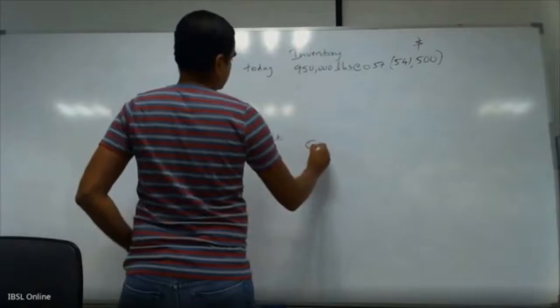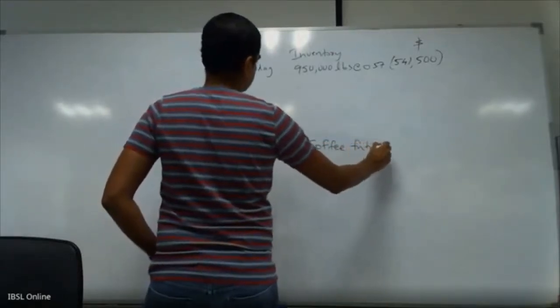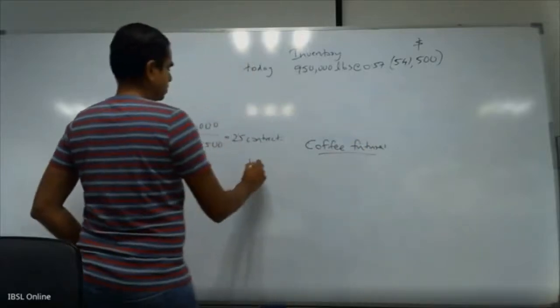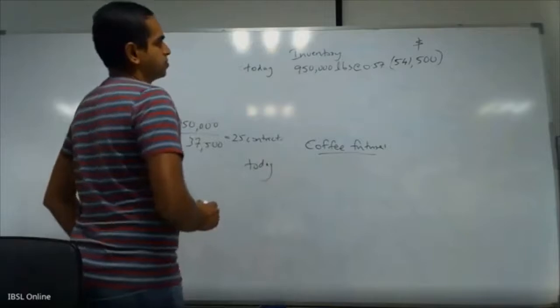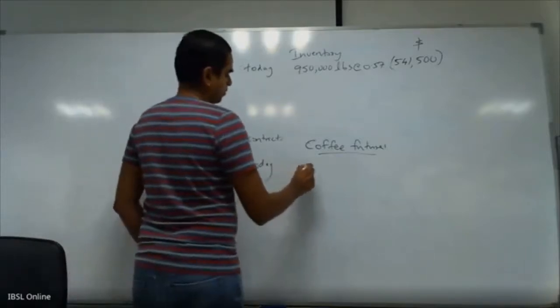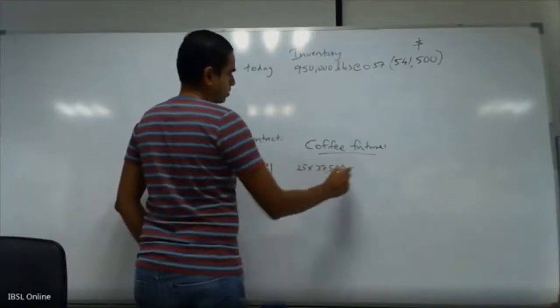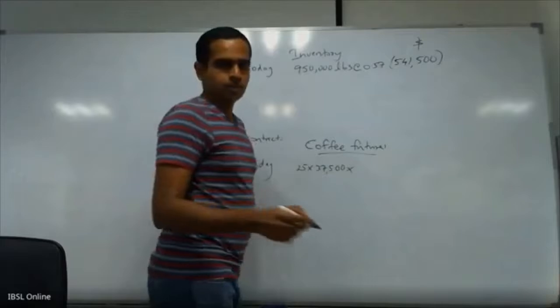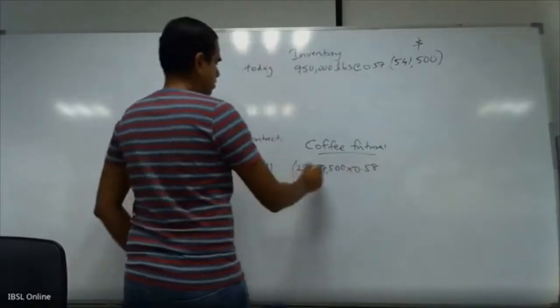Then let's see the coffee futures. $25 into 37,500 into 58 cents. And they need to go short.